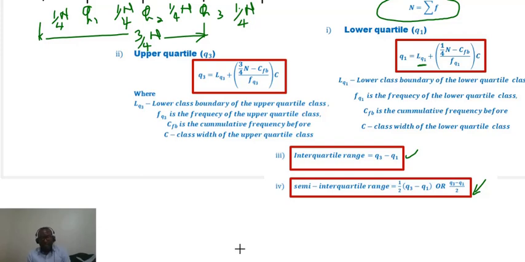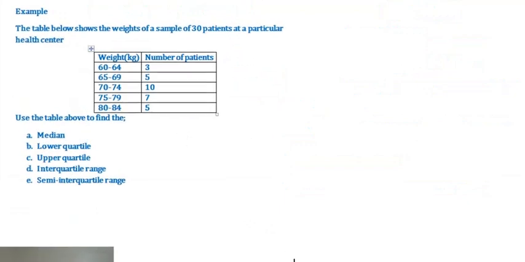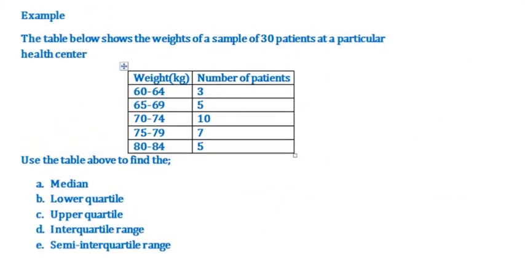So with this background, we can start on with a guiding question. The table below shows the weights of a sample of 30 patients in a particular health center. This is the table. We use that table to find the median, the lower quartile, the upper quartile, interquartile range, and finally the semi-interquartile range.